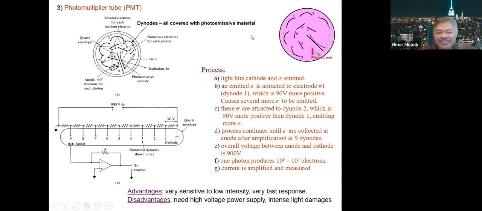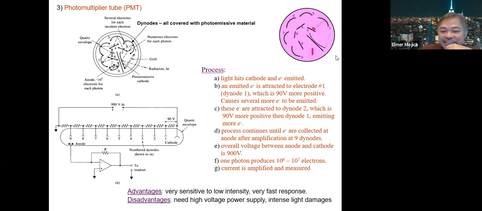Yeah. So light hits the cathode and electrons are emitted. Kita niyo yun, yung photocathode. Tapos yung emitted electron na yun, attracted to electrode, dynode 1, which is 90 volts more positive, causes several more electrons to be emitted. So photomultiplied yung nangyayari.